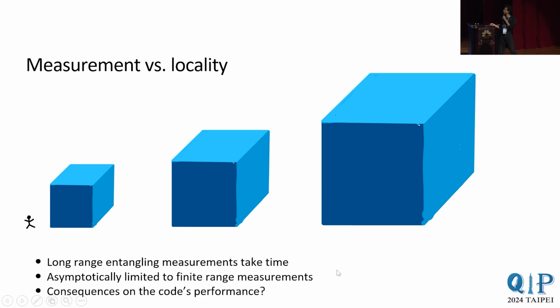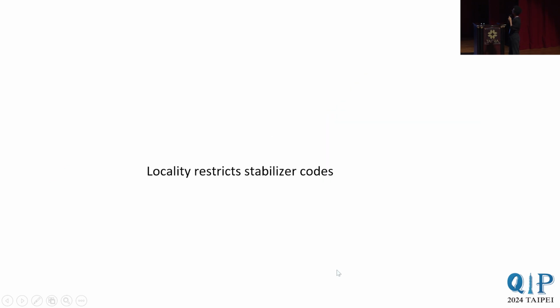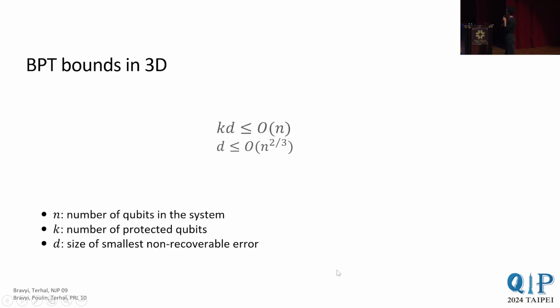Great. So the issue with doing measurements is that as you scale up your system size, doing measurements between qubits that are very far apart means that you have to entangle them, and that can take a while. So asymptotically, you're limited to measurements that have a finite range. A natural question when you observe that is, does this have any impact on the code's performance? And it turns out that, yes, locality restricts the performance of stabilizer codes.